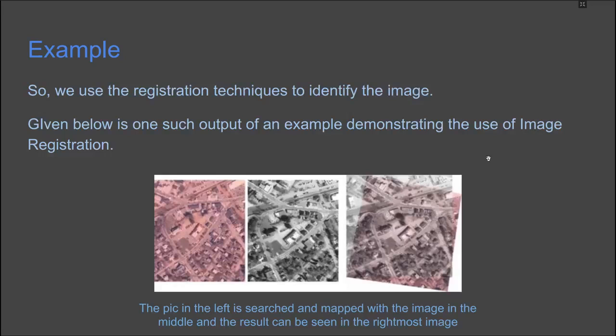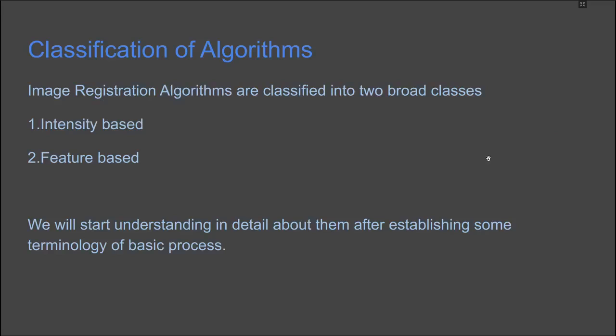Now let us start classifying the algorithms. Image registration algorithms are broadly classified into two segments. The first one is intensity-based algorithms and the second one is feature-based algorithms. We'll start understanding them in detail after establishing some basic terminology of the image registration process.